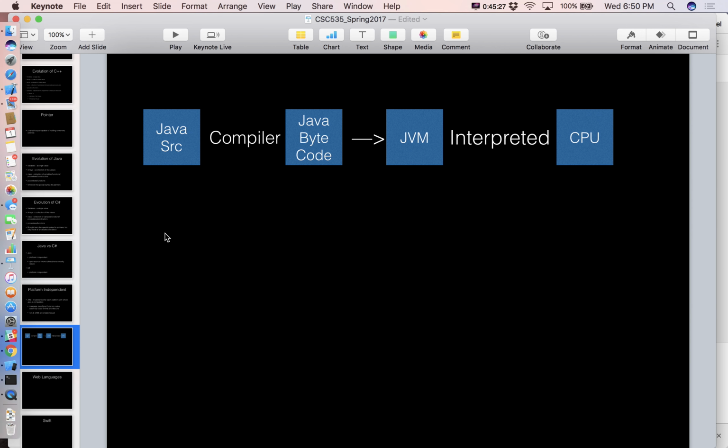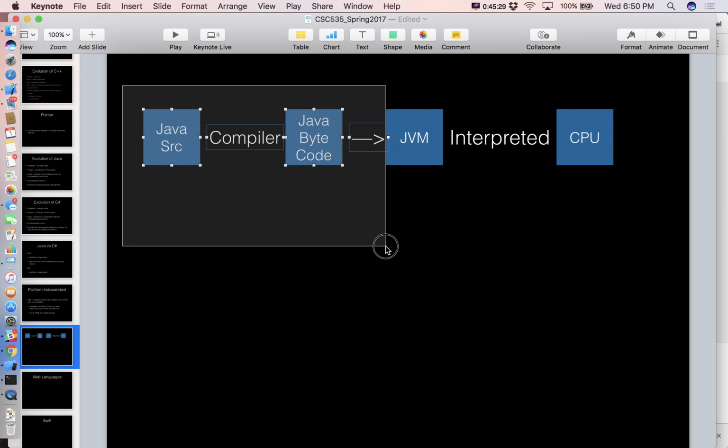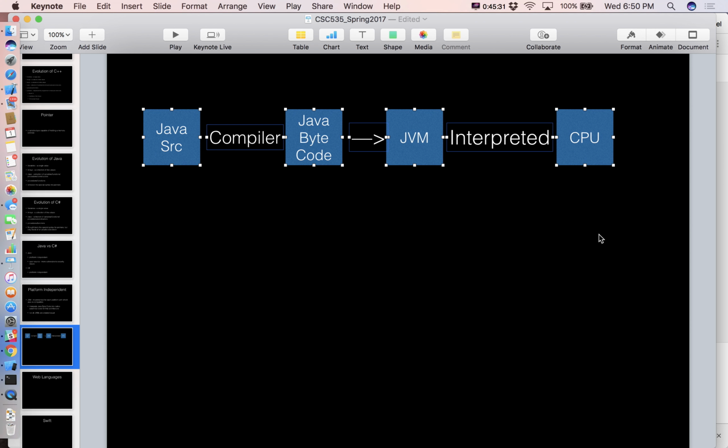So if we take this same picture, that doesn't mean this is bad. It just means that this is only reasonable for certain applications. Mostly business, cross-platform business applications, that kind of stuff.